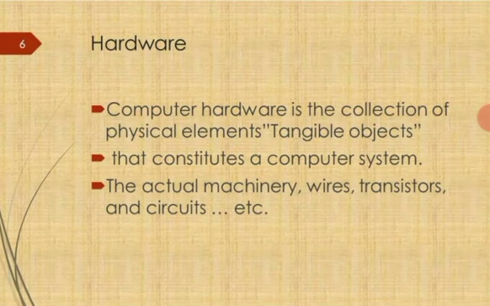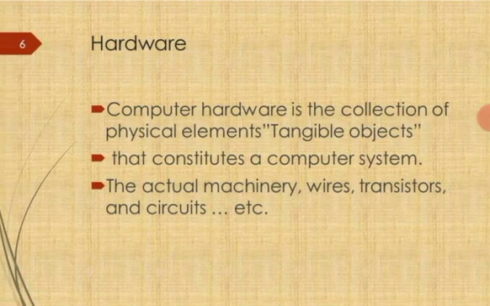What is hardware? Computer hardware is a collection of physical elements, tangible objects that you can see and touch physically. Mind you, it is the physical elements of a computer, things that you can see and touch. It constitutes a computer system: the actual machinery, wires, transistors, and circuits that you can see and touch in a computer.